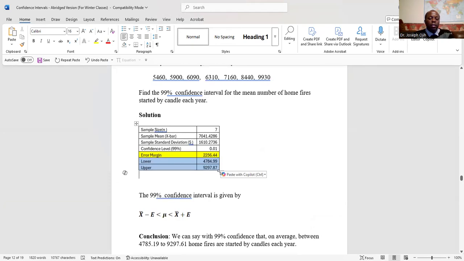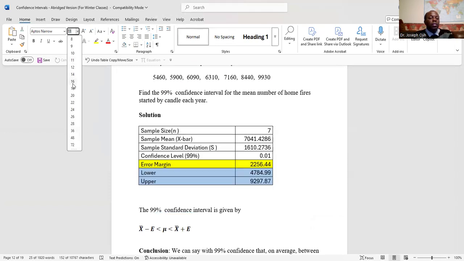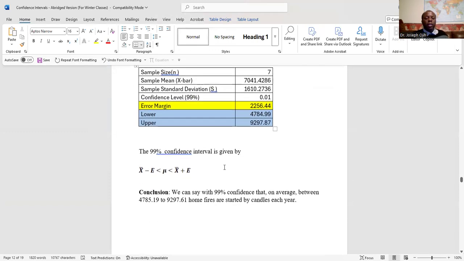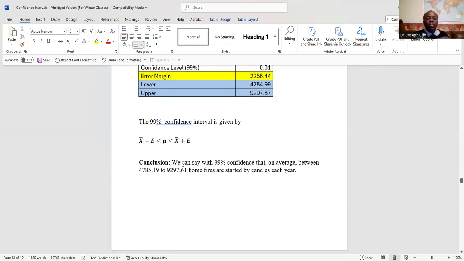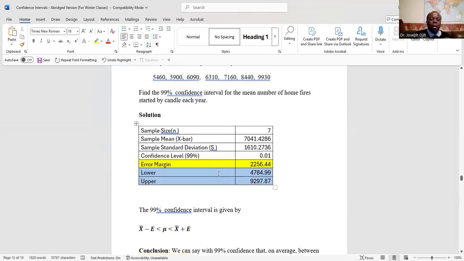I can expand it, make it font size 16. So you can see the lower interval and upper interval. Again, these are 99% confidence. So we can say with 99% confidence that on average, between 4,075 and 9,297.87 home fires are started by candles each year. Any question on this one?